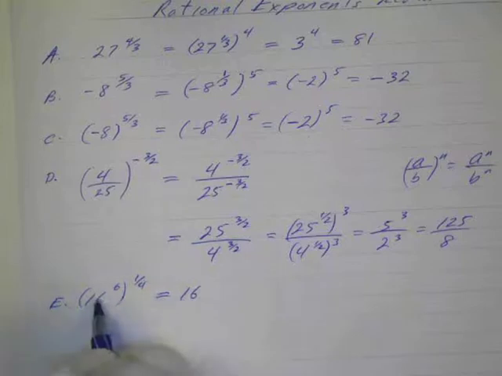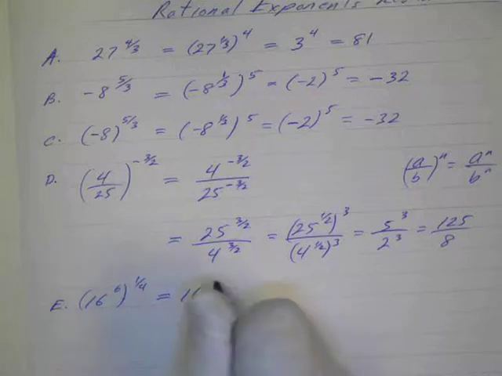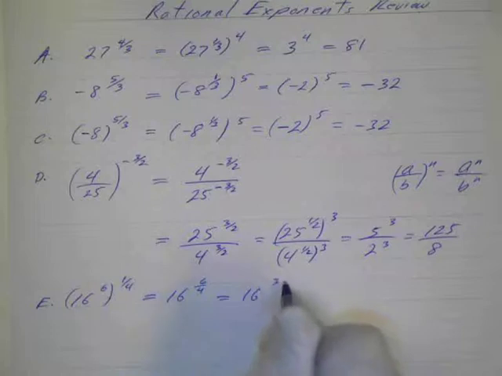Remember, when we have an expression raised to the power of a power, we just multiply the exponents. So we have 1/4 of 6, which is 6 over 4. 1/4 times 6 is 6 over 4, so that should be easy. Now we can reduce that, which makes it a little bit easier. So that's going to equal 16 to the 3 over 2, 3/2 power.